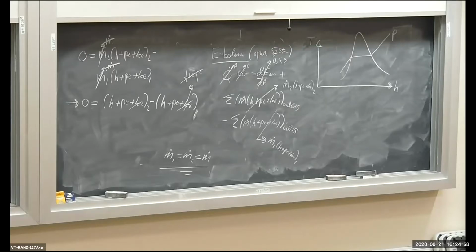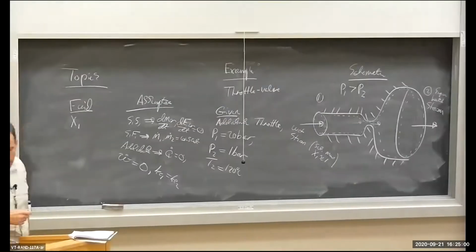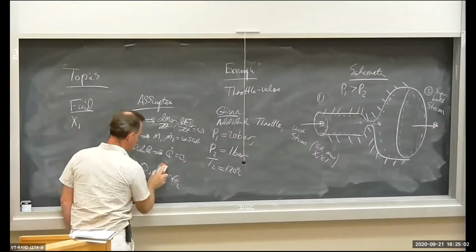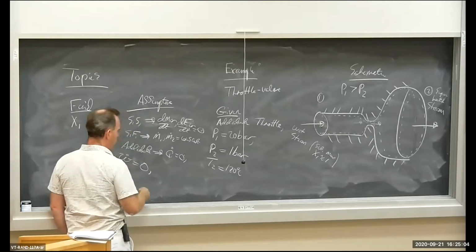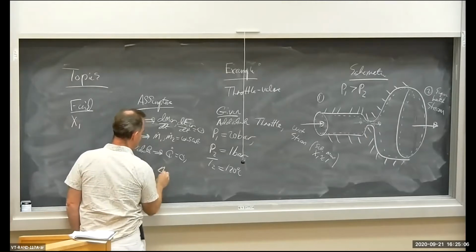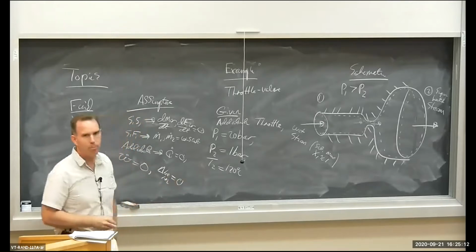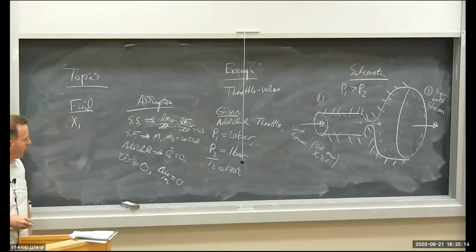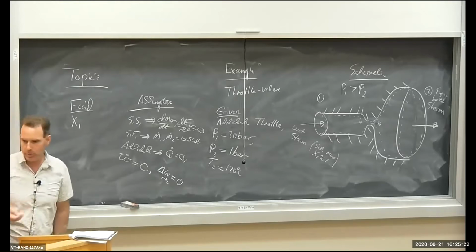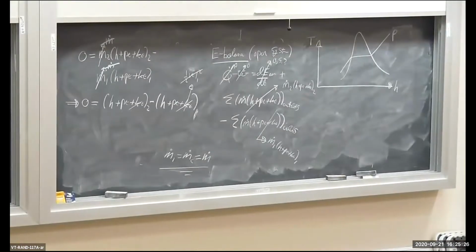Another way of writing this, probably a better way, is delta KE from the inlet to the outlet is 0. That means they're both the same. KE1 is equal to KE2. That's what delta KE from 1 to 2 equal to 0 really means. So we're going to neglect the contribution of kinetic energy change in the energy balance.